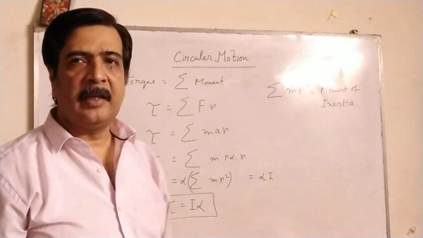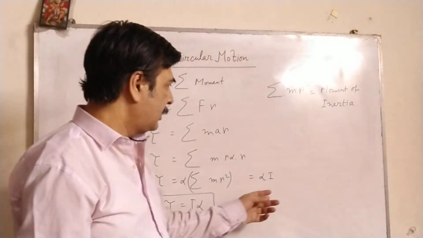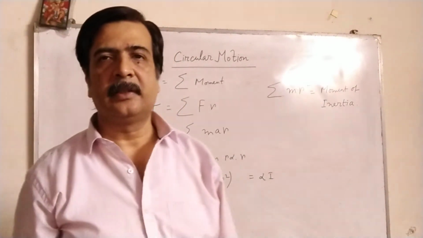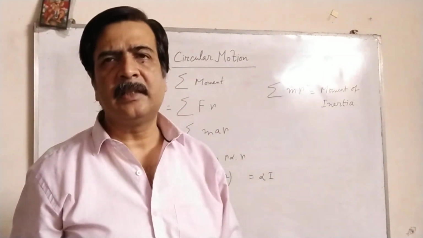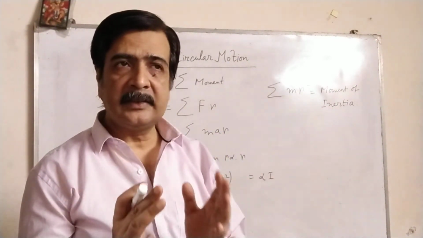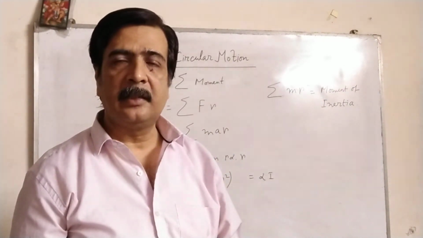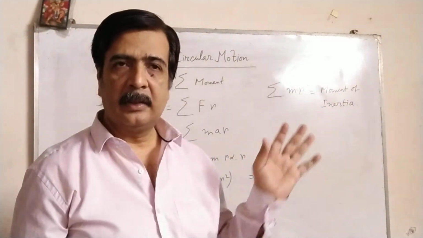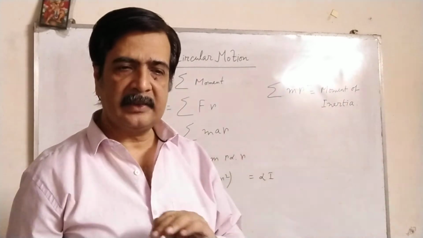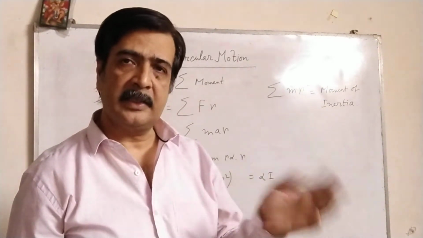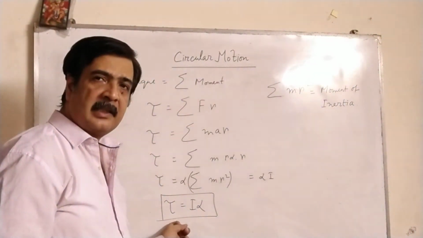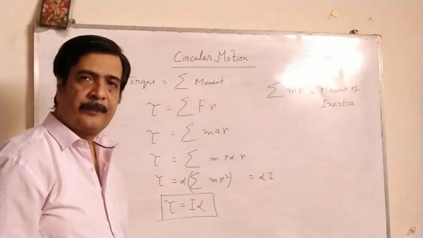Now mathematically, sigma m r squared is known as I. Sigma m r squared is the moment of inertia. That is called moment of inertia. Moment of inertia has a similar function in the circular system as mass has in the linear system. So moment of inertia in a circular system is equivalent to mass in a linear system. So we get the relation ultimately tau is equal to I alpha.